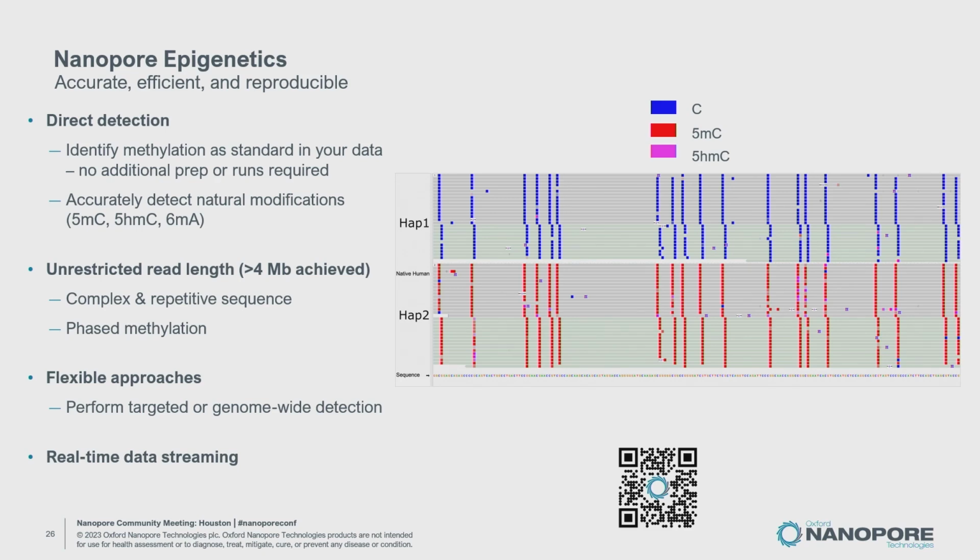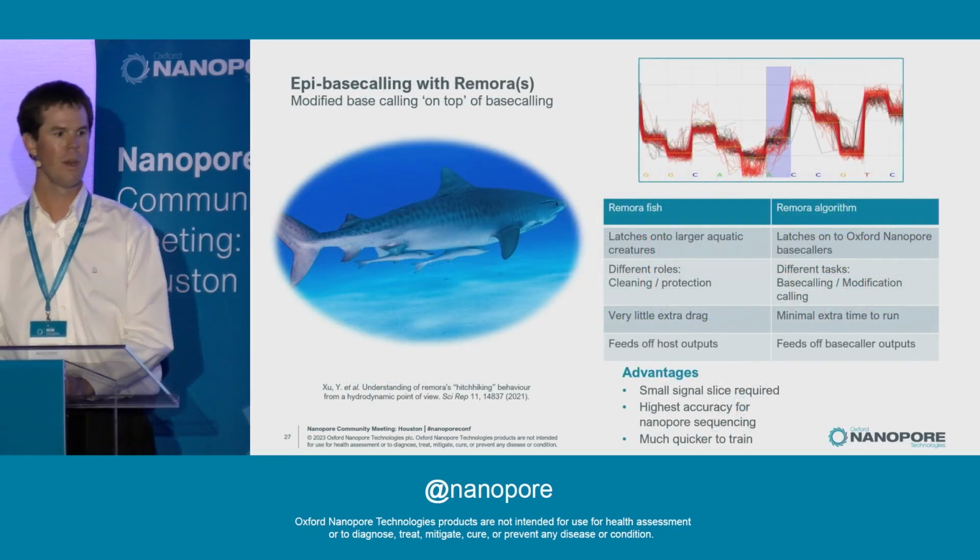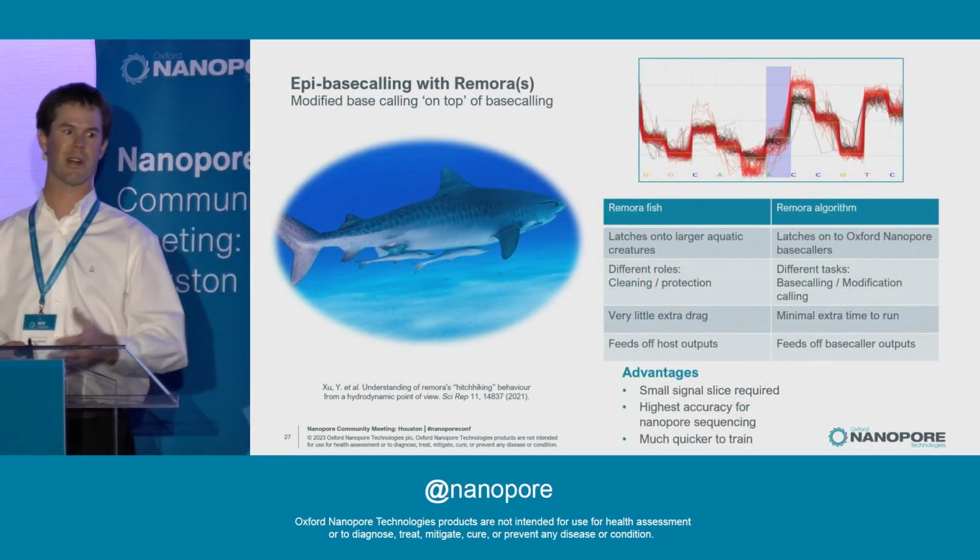Also on the right here, we'll use a lot of plots that look like this. The blue is going to be the canonical bases, red is 5mC, and the pink is going to be the 5hmC. So these are IGV screenshots showing the reference bases along the axis and reads along the y-axis there. Awesome, so how do we call these modified bases?